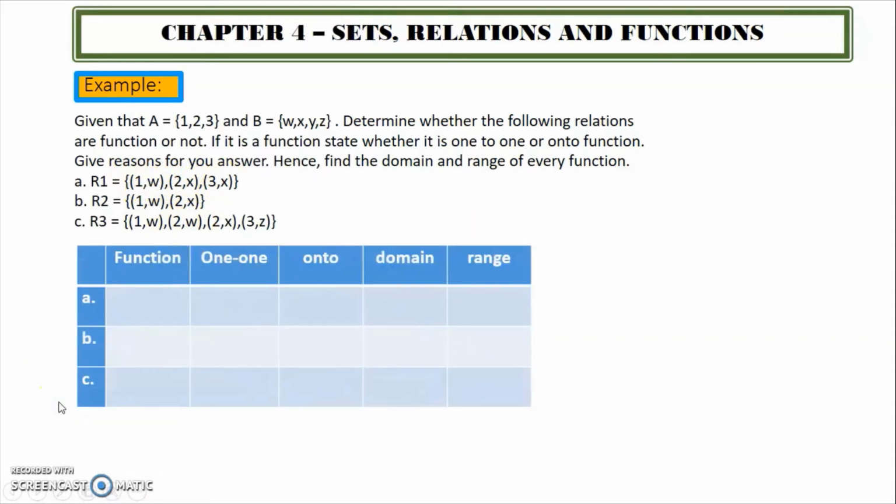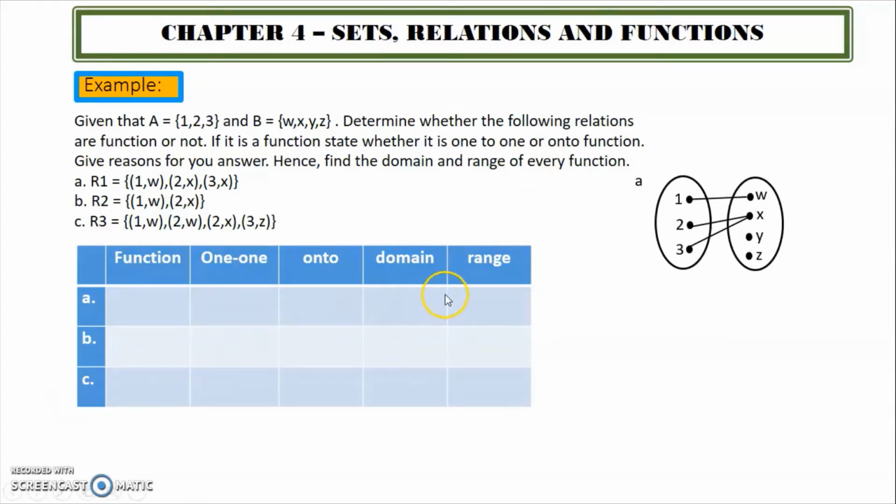So first kita buat dulu box macam ni. So function, one-to-one, onto, domain and range. Okay, lepas tu kita kena lukis dulu. So kita lukis dulu untuk A. So set yang pertama 1, 2, 3 domain. Set yang kedua image dia adalah W, X, Y, Z. So kita pairkan mengikut relation yang dia bagi. So 1 to W, 2 to X, 3 to X.